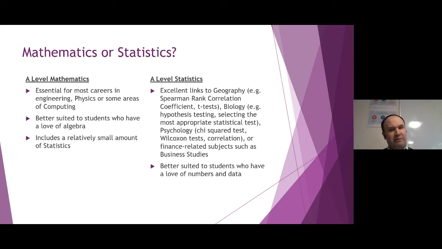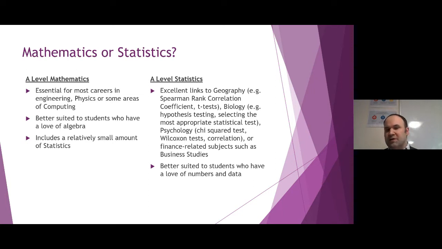Something else you need to think about is what your other subjects are going to be. So if you want to study physics, that makes things really simple because you have to do A-level maths. And if you are wanting to go and study computing at university, then a lot of universities would encourage you to have A-level maths as well.